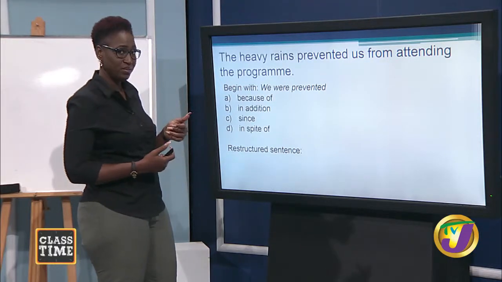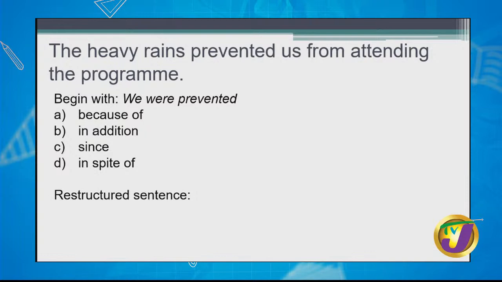All right, so here's another one. The heavy rains prevented us from attending the program. And you're to start with, we were prevented. So if you start with we were prevented, what were you prevented from doing again? Attending the program. So that's the part that would follow. So we were prevented from attending the program. Therefore, what would you end up using? Because of, in addition, since, or in spite of.